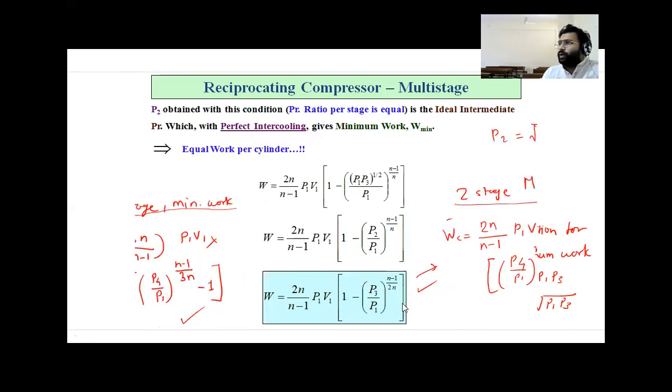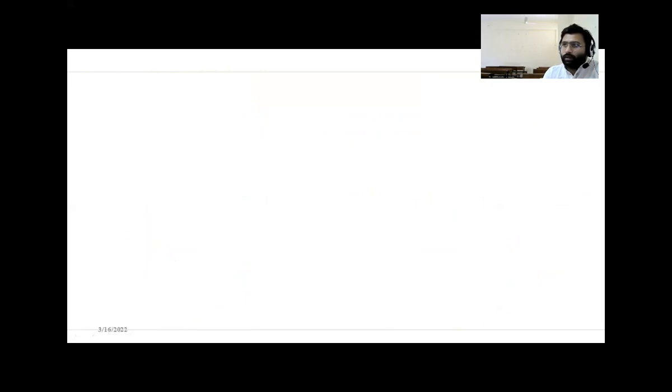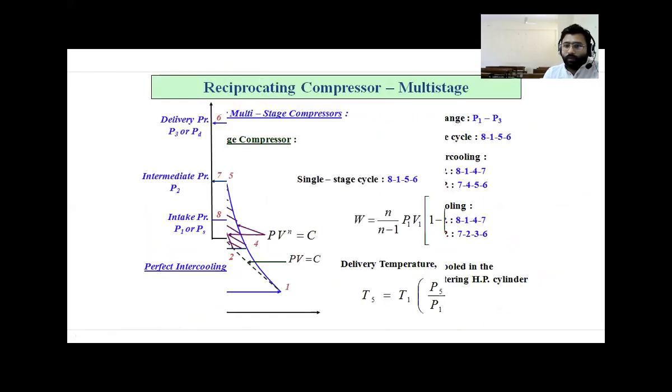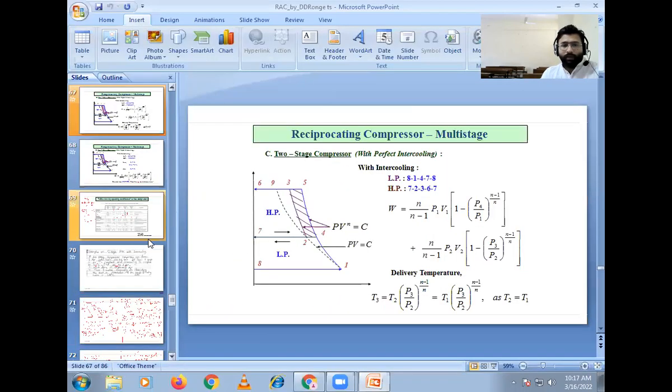Then we saw the work required in both the cases. The minimum work that is required in 2 stages, this is the formula. In 3 stages, the minimum work required is this formula. So at this point, I think we stopped in the last lecture. So today we'll continue our quest in the reciprocating air compressors. Okay. So we'll solve one numerical.